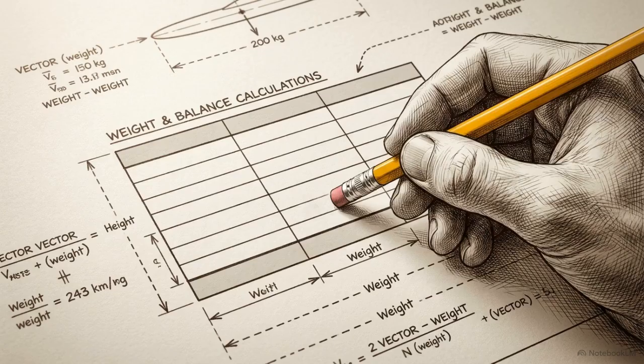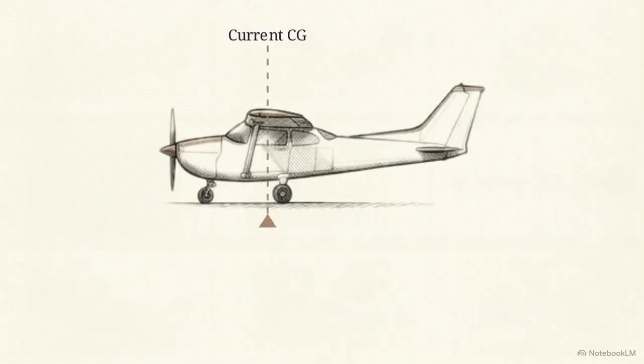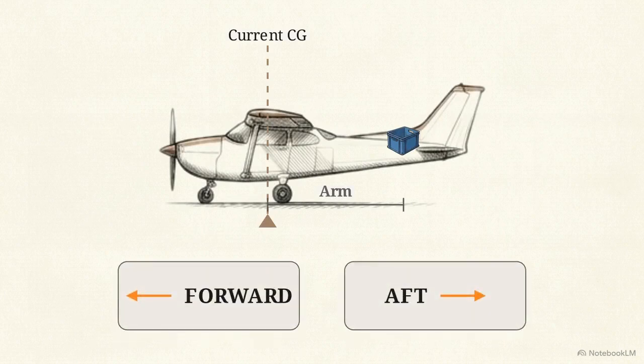Before we execute a complete calculation, let's test your intuition. If you add 50 pounds of baggage to an aircraft, and the baggage compartment arm is located behind your current CG location, does the CG move forward or aft?